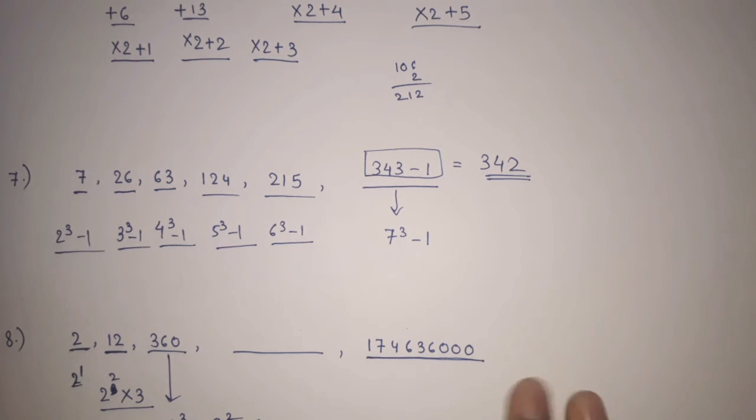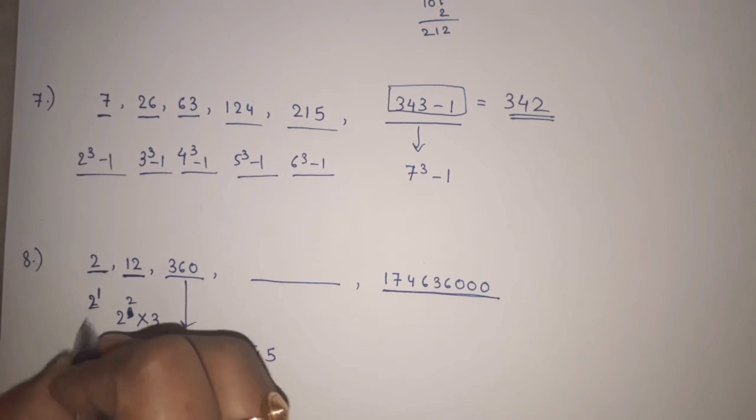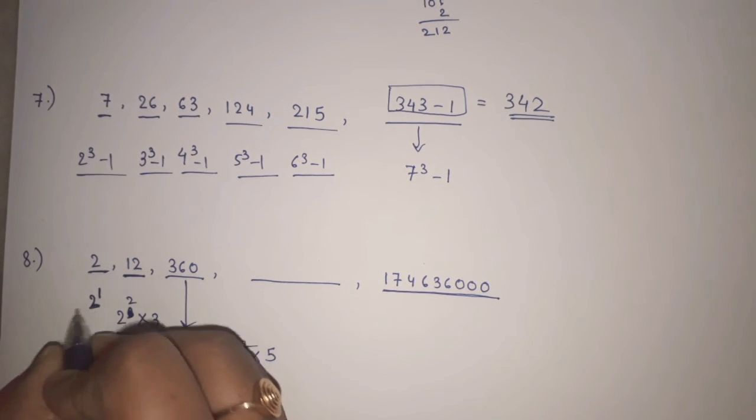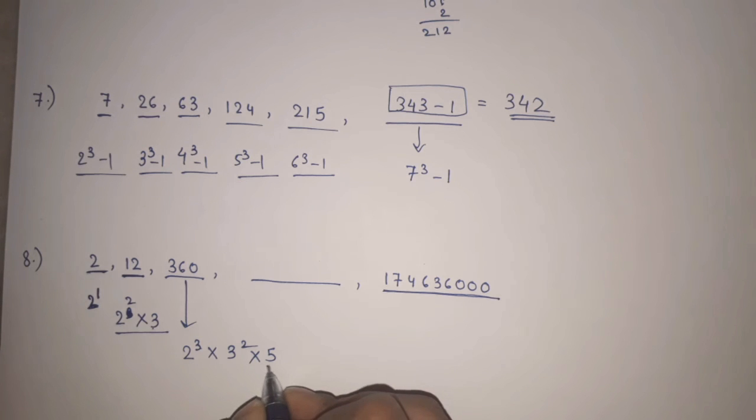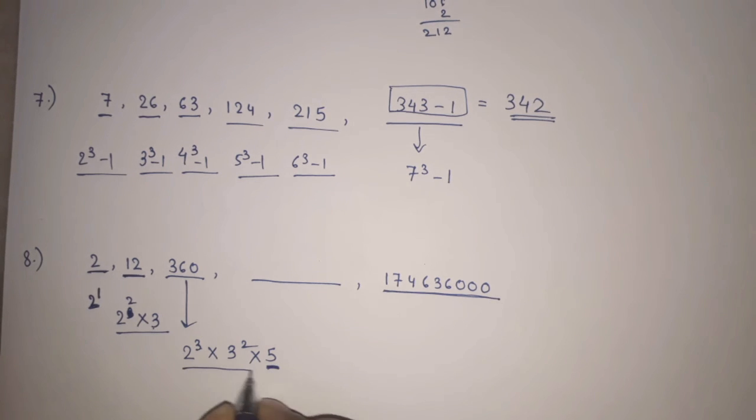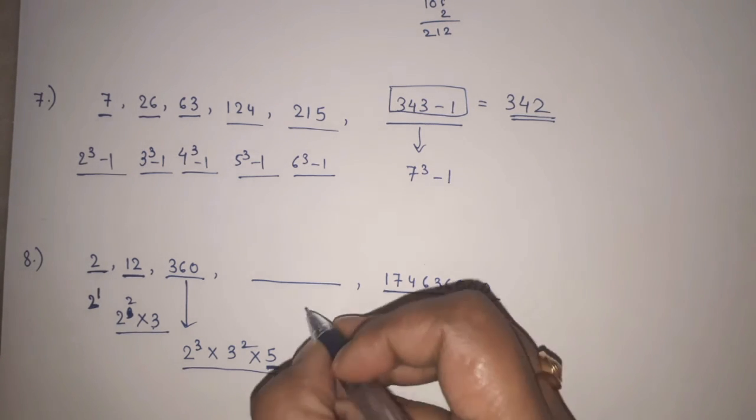See, understand how this is happening. This is only 2 raised to 1, nothing else is there. Here the power of 2 is increased and one more number is there, that is 3. Here one power of 2 is increased, one power of 3 is increased, and we are multiplying it with odd prime numbers. See, 5. That means we are multiplying it with odd prime numbers.